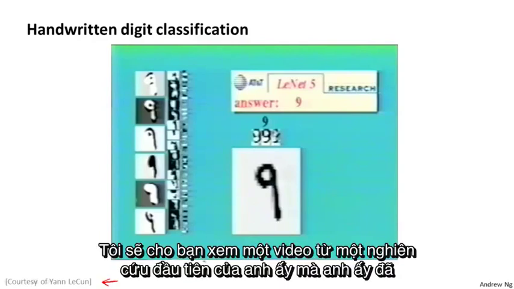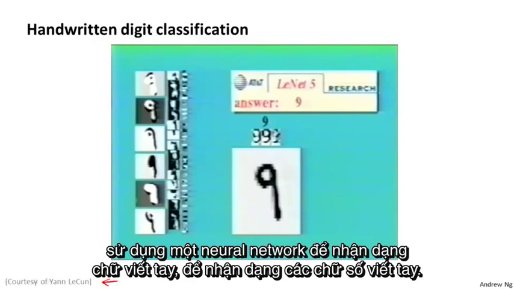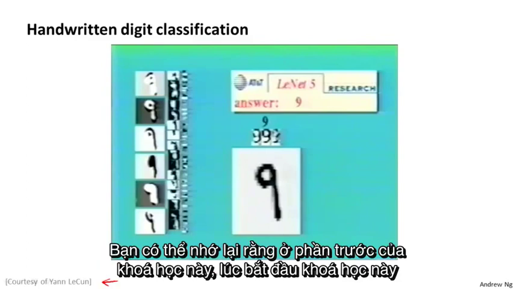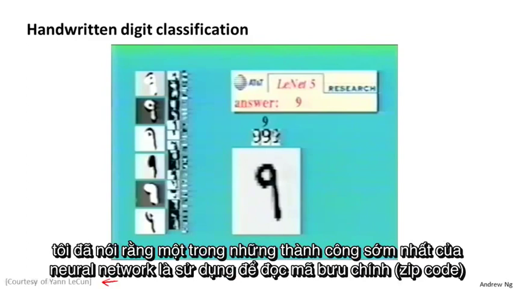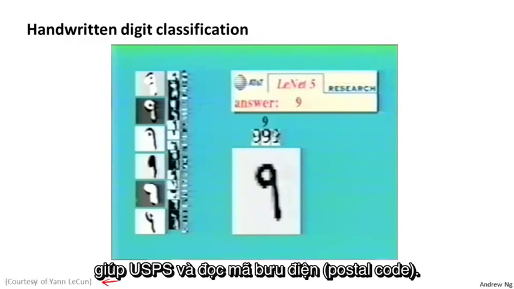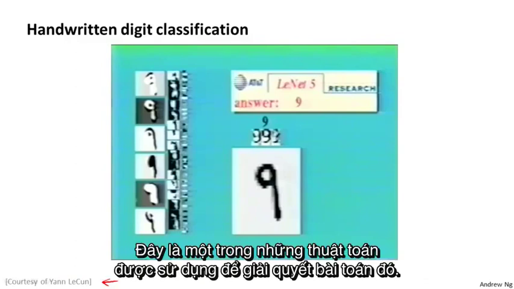So I want to show you a video from some of his early work in which he was using a neural network to recognize handwriting, to do handwritten digit recognition. You might remember that at the start of this class, I said that one of the early successes of neural networks was trying to use it to read zip codes to help us send mail along, so read postal codes. So this is one of the attempts. This is one of the algorithms used to try to address that problem.